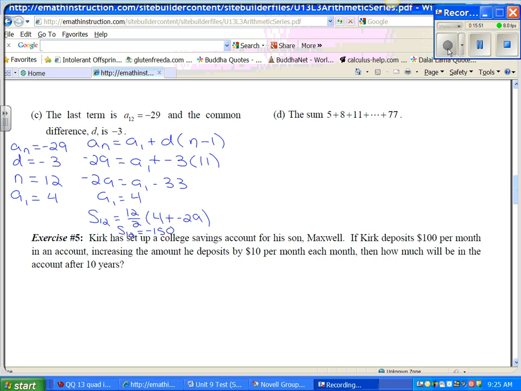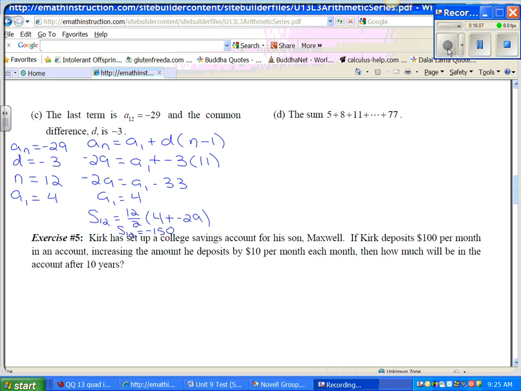All right, the sum of 5 plus 8 plus 11 plus ... plus 77. What does that mean? What does the ... mean? Yeah, there's more values in there. We just don't see them, right?